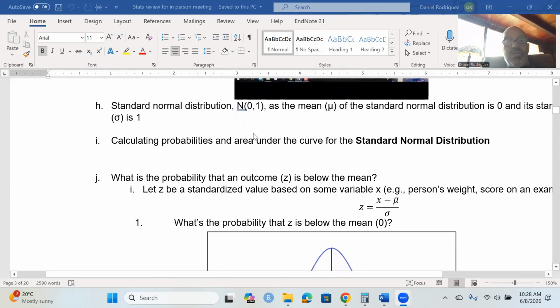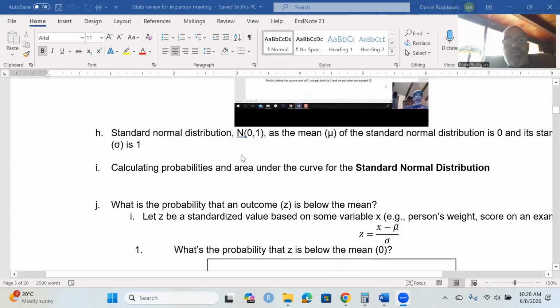The standard normal distribution is just a standardized version of the normal distribution with a mean of 0 and a standard deviation of 1. You could also say variance, because the square root of 1 is 1.